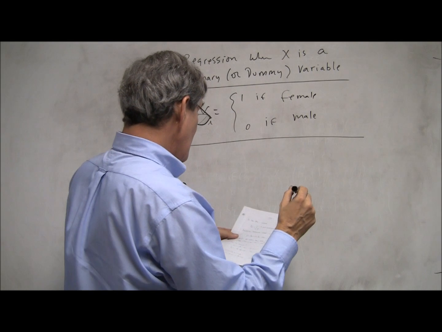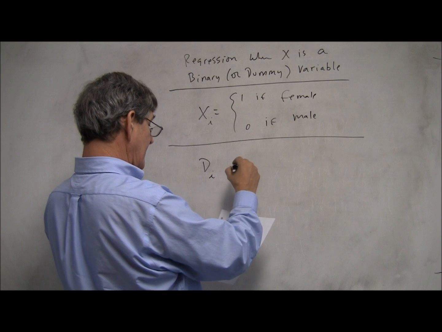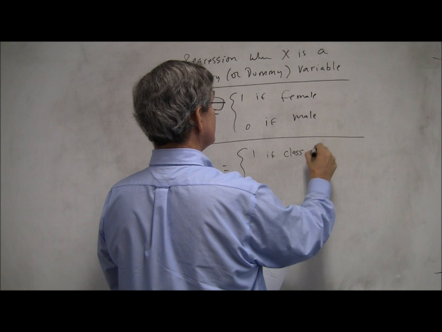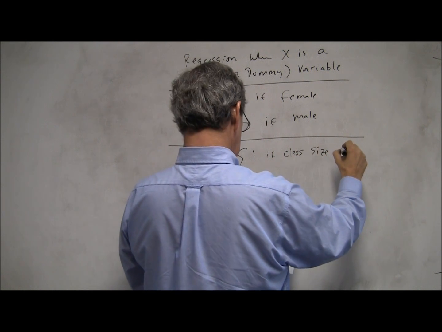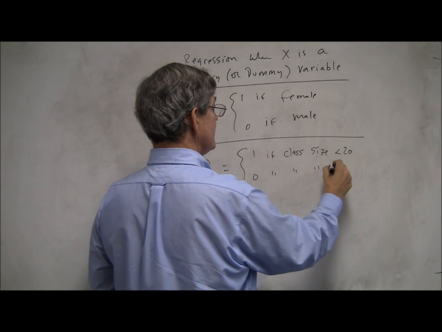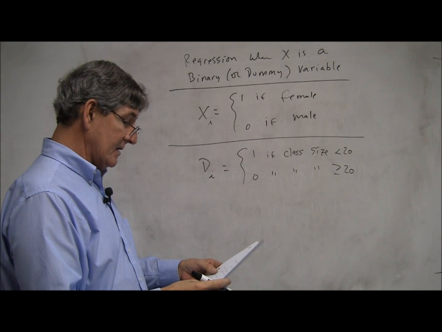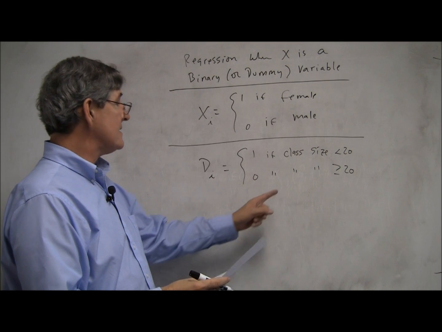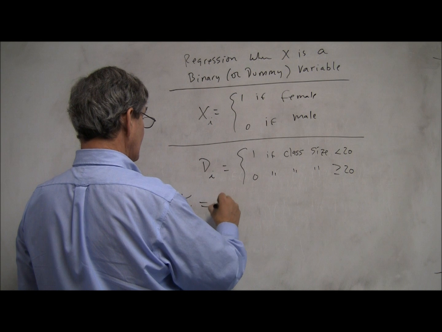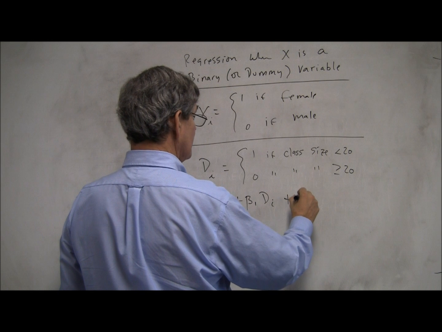So usually these are called dummy variables, so we use a D_i. Let's set D_i equal to 1 if class size is less than 20, and 0 if class size is greater than or equal to 20. So we're going to define this variable D_i that looks like this. Now we're going to write a model that says Y_i is beta 0 plus beta 1 times D_i plus u_i.